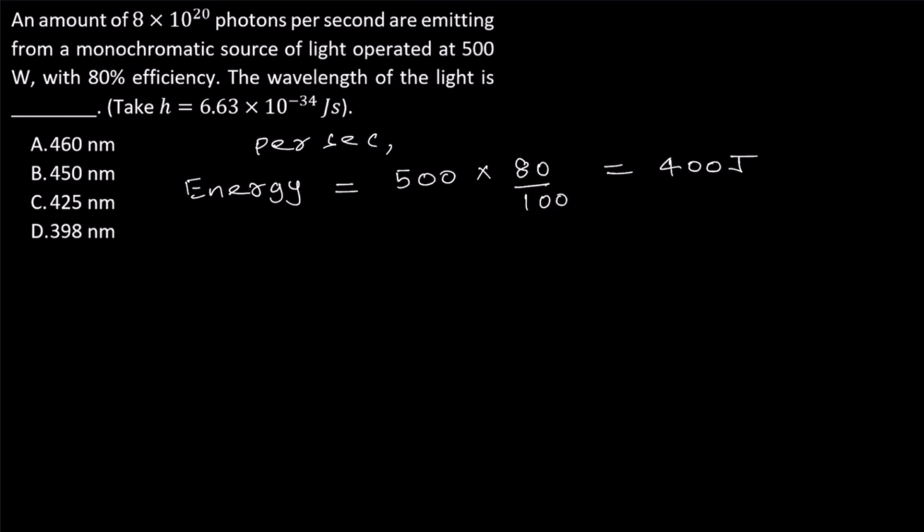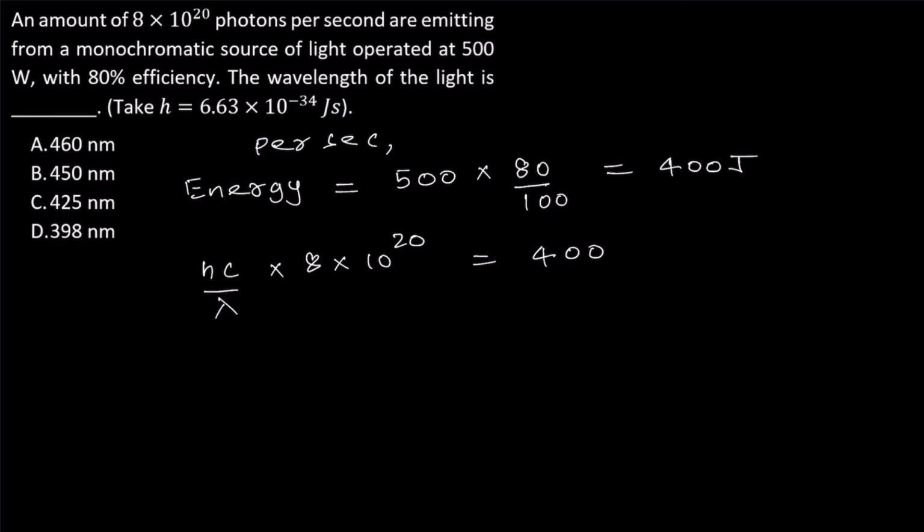Now, if I consider each photon, the energy will be hc by lambda. And if I multiply by the number of photons, I should get the total energy emitted from this source. Now this energy obviously is equal to 400 joules. So from here we need to get the value of lambda.